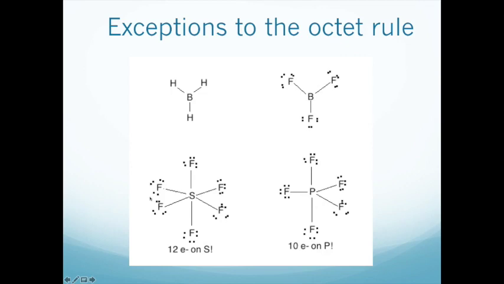And then here is sulfur hexafluoride. The fluorides each have 8 electrons, but the sulfur has 12. And then phosphorus pentafluoride. There are 10 electrons on the phosphorus, but only 8 on each of the fluorines.